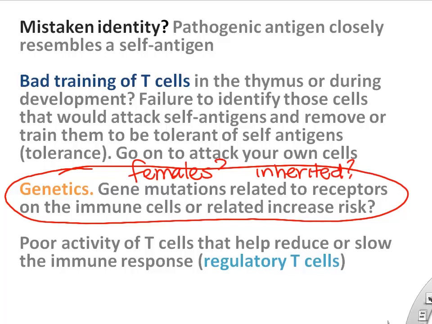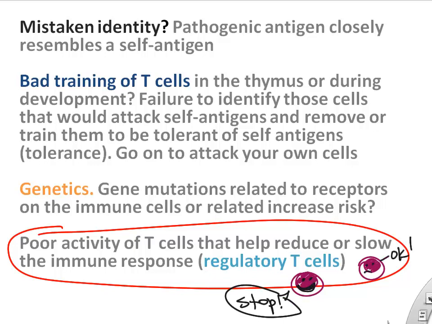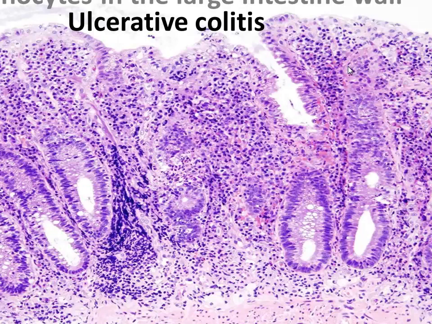Are autoimmune diseases inherited? There's some link between genetics and autoimmune diseases. Females, for example, have a higher incidence of autoimmune disease. Another possibility is poor activity of T regulatory cells. We haven't talked about T regulatory cells, but they actually stop or slow your immune system down. And if they're not working properly, again, you could have autoimmune attack.